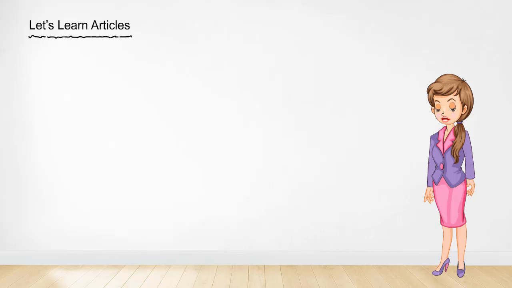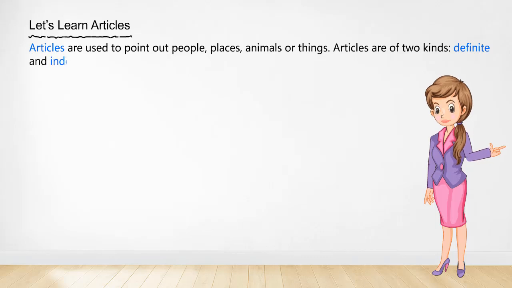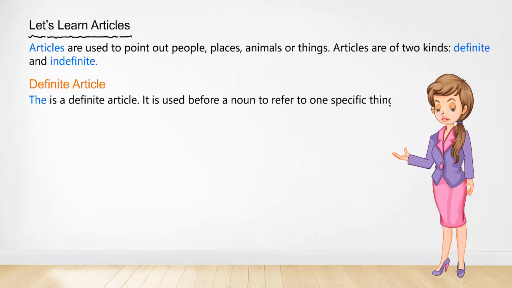Let's learn articles. Articles are used to point out people, places, animals or things. Articles are of two kinds, definite and indefinite. Definite article. The is a definite article. It is used before a noun to refer to one specific thing.